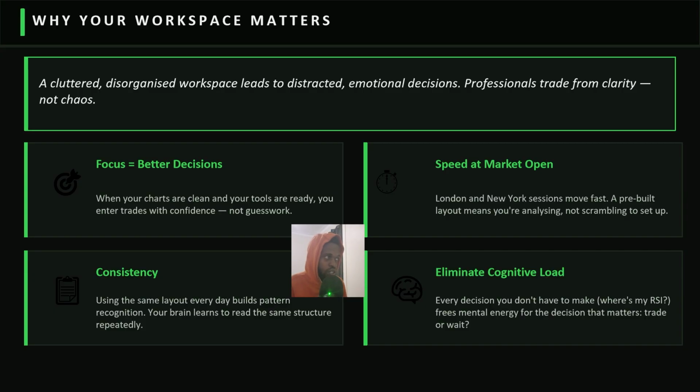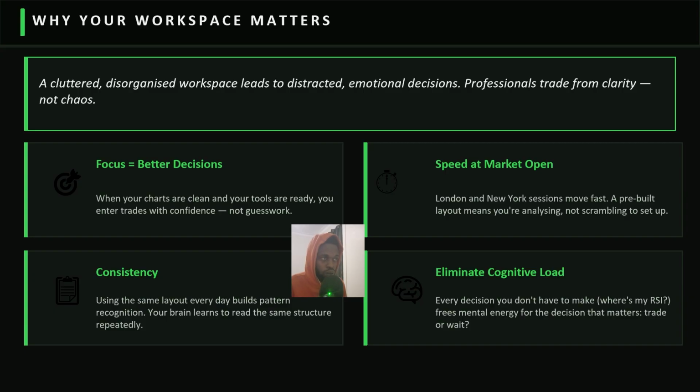So focus equals better decisions. When your charts are clean and tools are ready, you enter trades with confidence, not guesswork. Actually, when you're organized, you can even enter trades earlier or on time to avoid missing out.